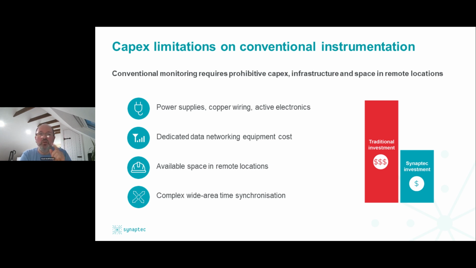So if you can avoid the need for those power supplies and copper wiring, if you can eliminate completely any active electronics or moving parts so that you never need to maintain or recalibrate these things, you're going to save money, and you're going to save time, because you don't need permission to go and upgrade or build new substations at these remote points. So there's a big capital cost saving and time saving in deploying our technology. That's normally what it's used for.